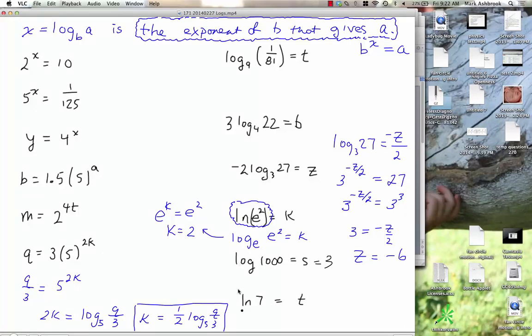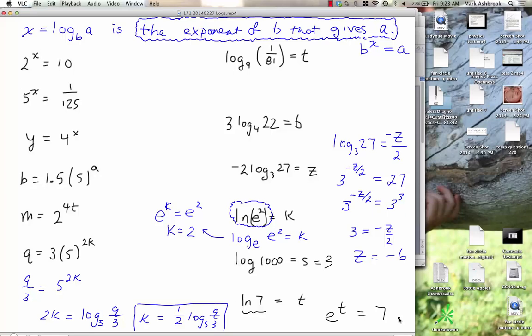What is ln of 7? It's a natural log, therefore it is an exponent of e. Which exponent of e is it? The one that gives 7. Natural logs are exponents of e. So it's the exponent of e that gives 7.